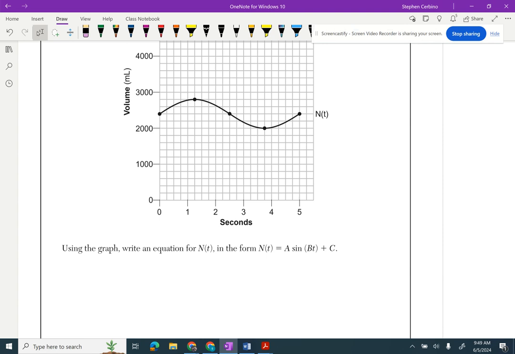So in this graph, I can see that the midline, the middle of the graph, is somewhere around 2400. Each vertical box represents 200. So we already know that the C value is 2400. If I look at the midline of this graph, the amplitude is how far the graph goes up and down or oscillates from the midline. So that's going to go up 200, 400. So in this case, the A should be 400.